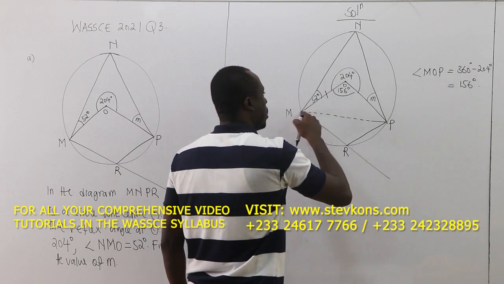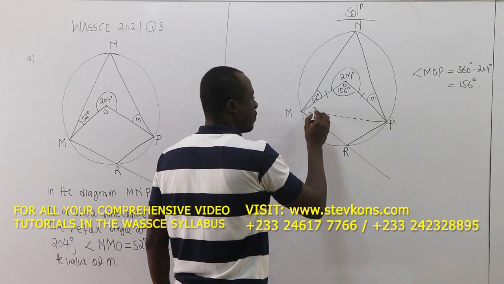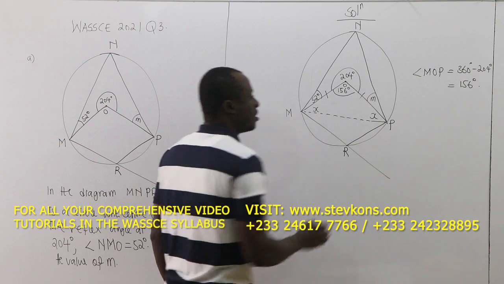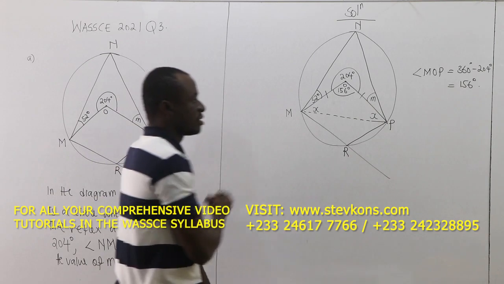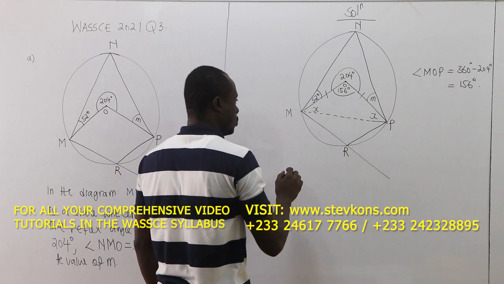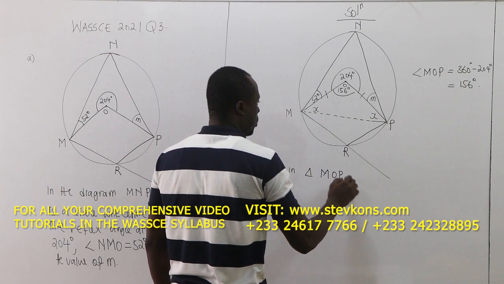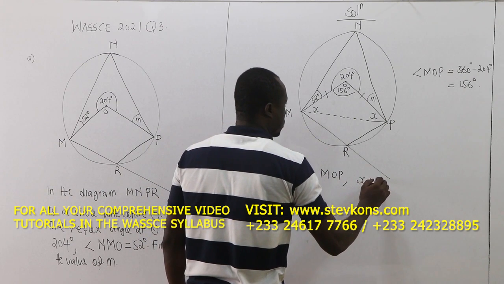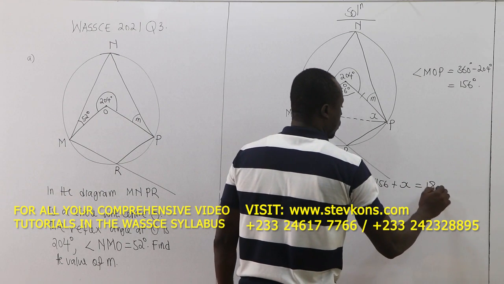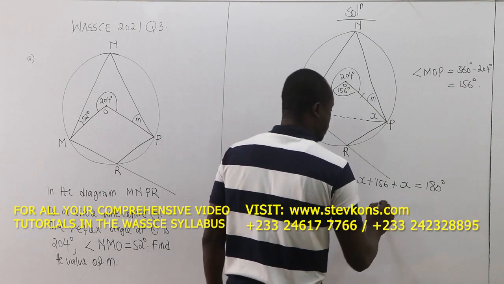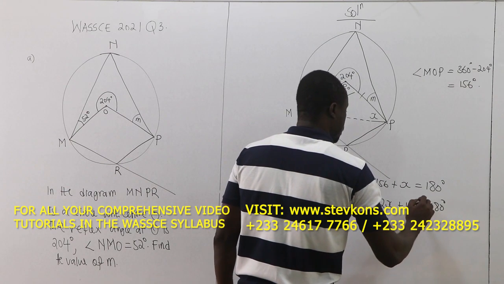Now we know that MOP is an isosceles triangle. Why? MO is the same as OP, and the base angles are the same. So if this is x, the angle here is also x. The sum of angles in a triangle is equal to 180. That is, in triangle MOP, what do you have? That is x plus 156 plus x equal to 180 degrees. x plus x, that is 2x plus 156 equal to 180 degrees.